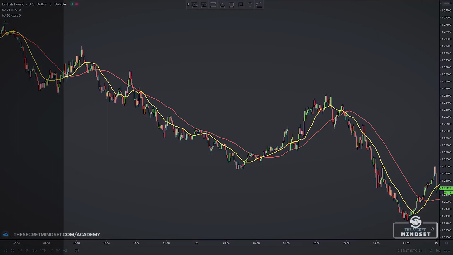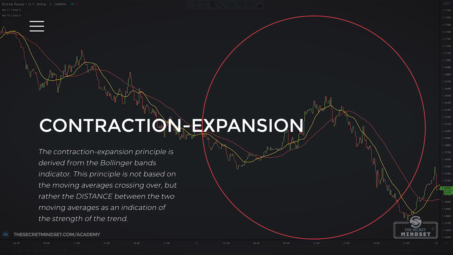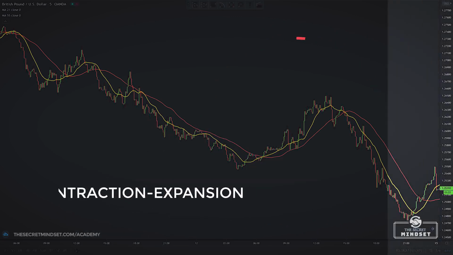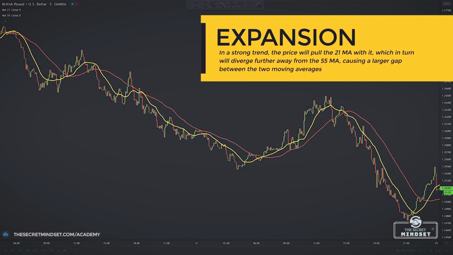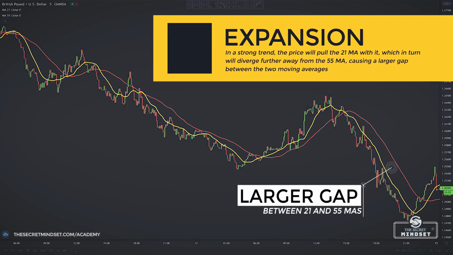The contraction-expansion principle is derived from the Bollinger Bands indicator. This principle is not based on the moving averages crossing over, but rather the distance between the two moving averages as an indication of the strength of the trend. When in a strong trend, the price will pull the 21 moving average with it, which in turn will diverge further away from the 55 moving average, causing a larger gap between the two moving averages.